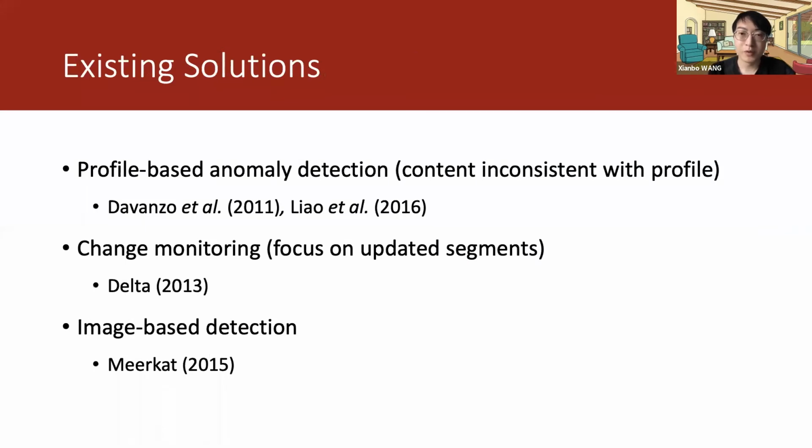People have proposed different approaches for detection. One of the most popular approaches is based on profile anomaly detection. Basically, to check whether a website contains some content that doesn't match its profile. For example, gambling content appearing on a university webpage indicates something unusual. There are also other approaches like change monitoring and image-based detection, which are suitable under different scenarios.